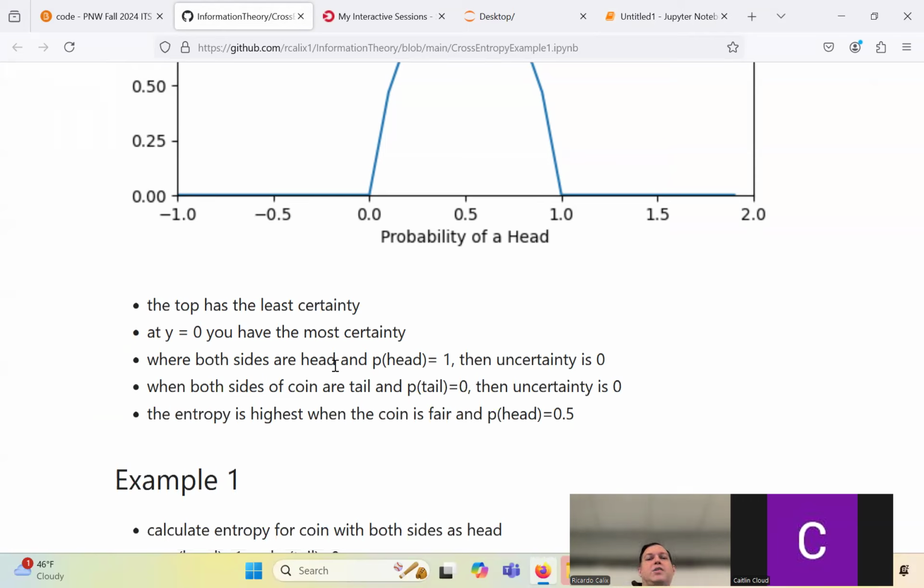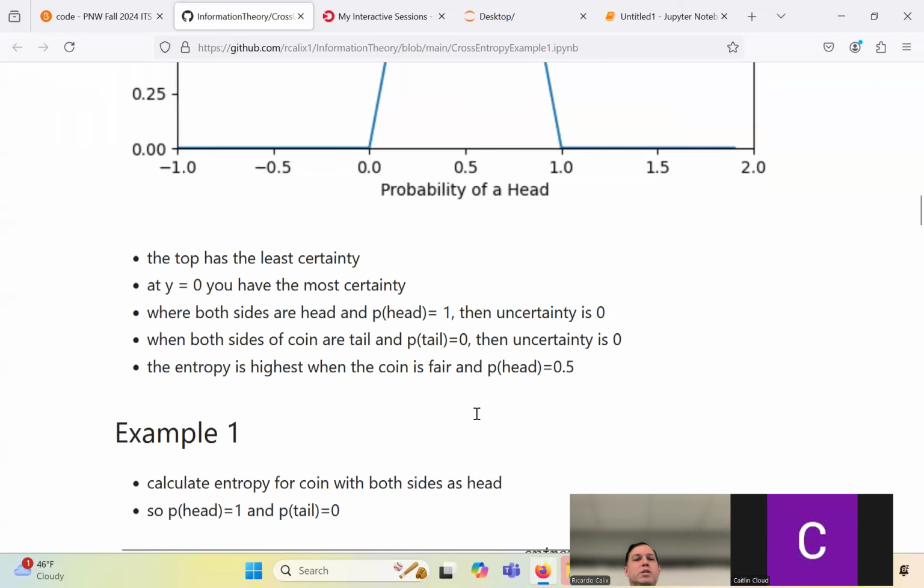So where both sides are head, so a probability of 1, then uncertainty is 0. There's nothing to figure out. When both sides of the coin are tail, this should probably be 1 here. I have a little error. Then uncertainty is 0 as well, right? Because there's nothing to figure out what it is.